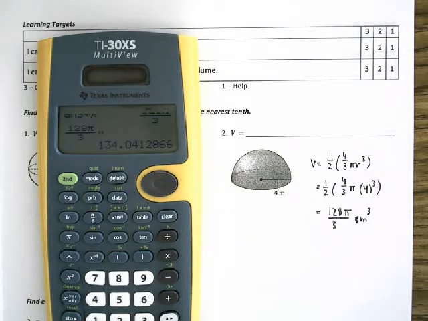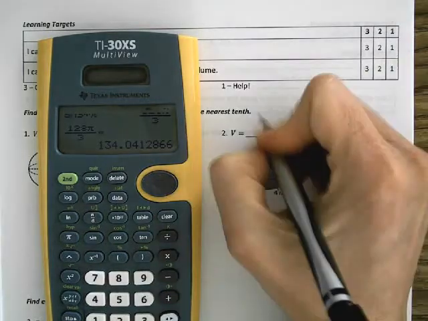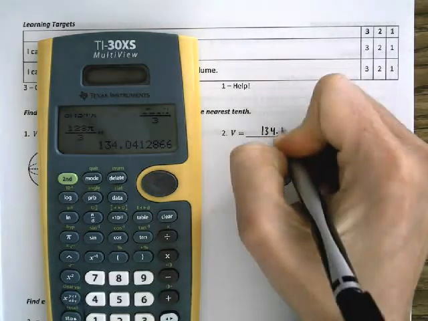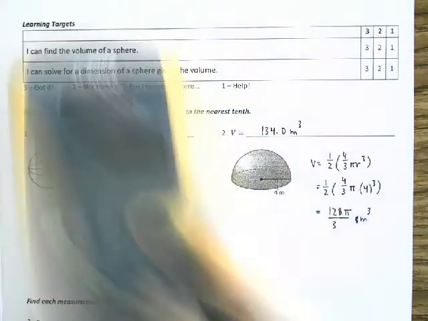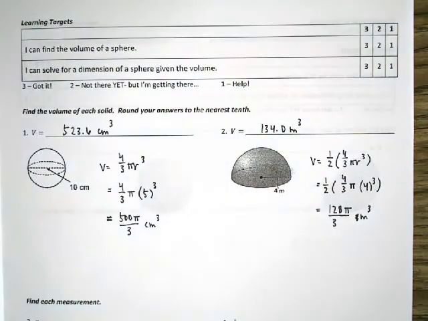I'm going to use that double arrow. And to the 10th, I get 134.0. And again, that's cubic meters. Okay, those are as tricky as spheres can get. So there's not really a whole lot to it.